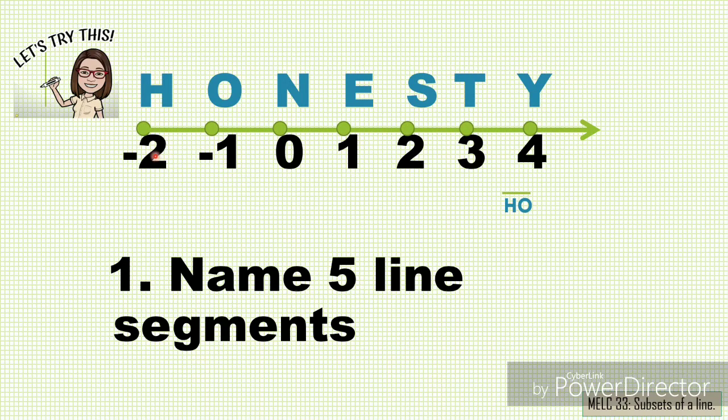One is HO, line segment HO. Next, line segment HN. Third, line segment HE. Then, we also have line segment HS. Tapos, pang-fifth natin is line segment HT. O, madami pa yan. Actually, meron pang HY. Nag-start lang kasi ako sa puro H. But actually, there are so many more.